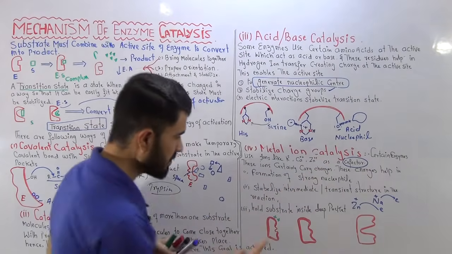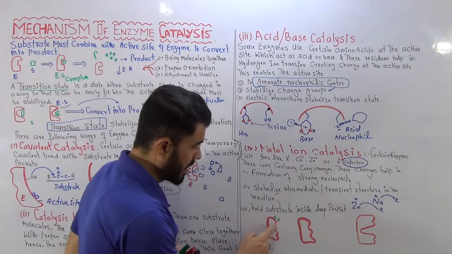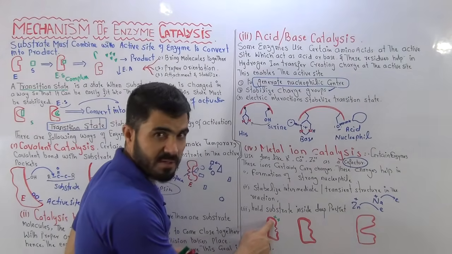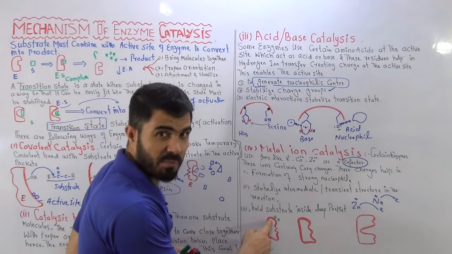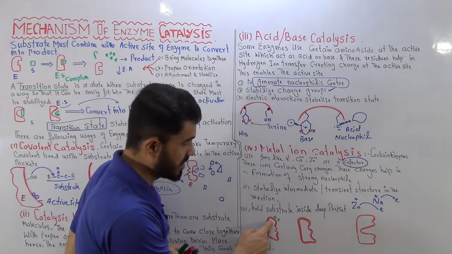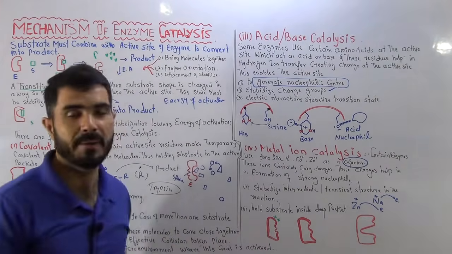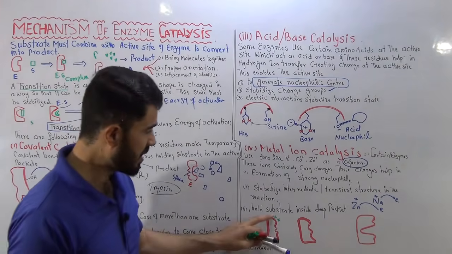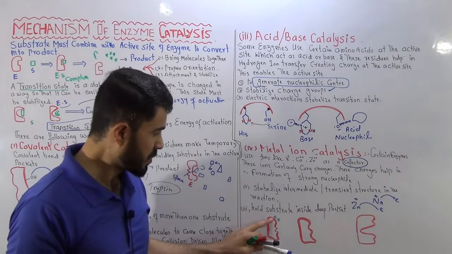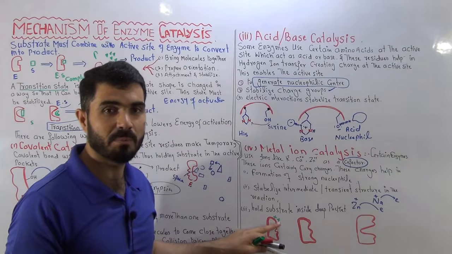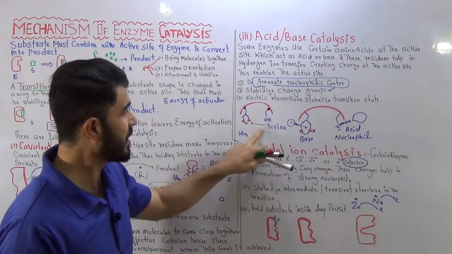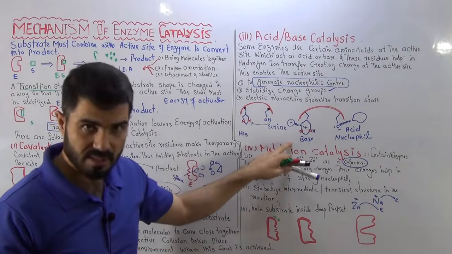Definitely this is your enzyme. Here your potassium ion may be present or zinc ion may be present, and these are the charges. I have not mentioned zinc or potassium, but I have mentioned positive charge. Definitely it means that metal ions are present. So these charges will provide the same result as provided by the acid-base catalysis.